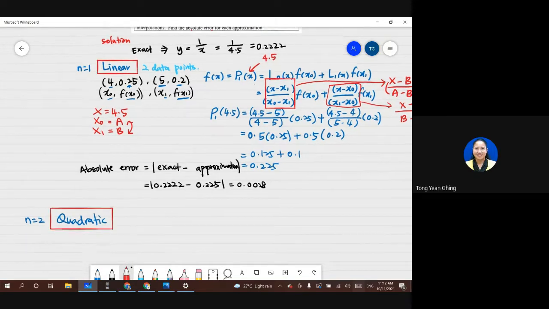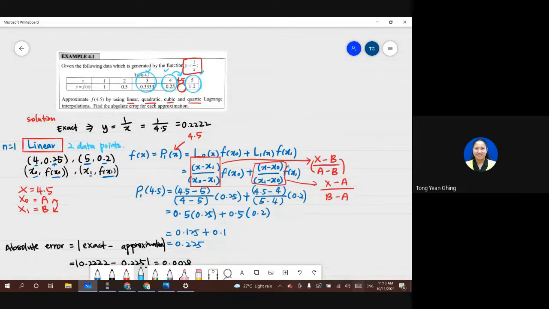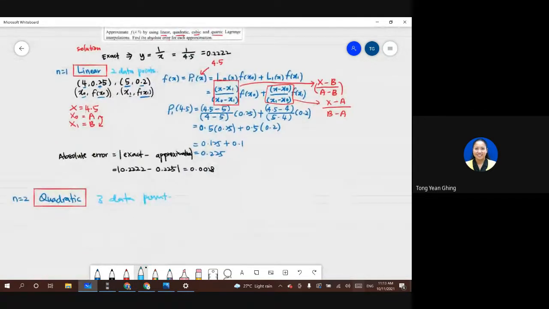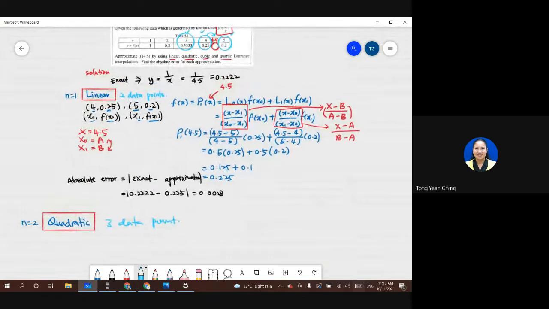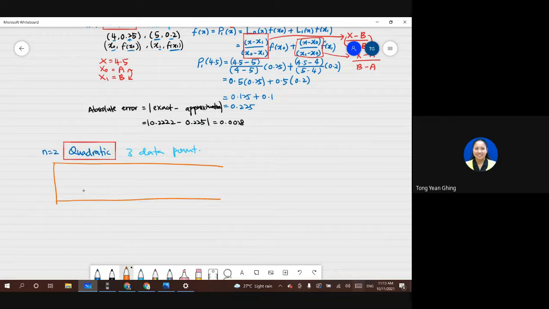Okay, so that means we have 3 data points. Let's say 3 data points, 1, 2, 3, so until this one, including 3. If you want to draw the table again, you can, or you can just write it back. If you want to draw the table like in the example in the book, let's say I draw it again based on the 3 data points that we need.